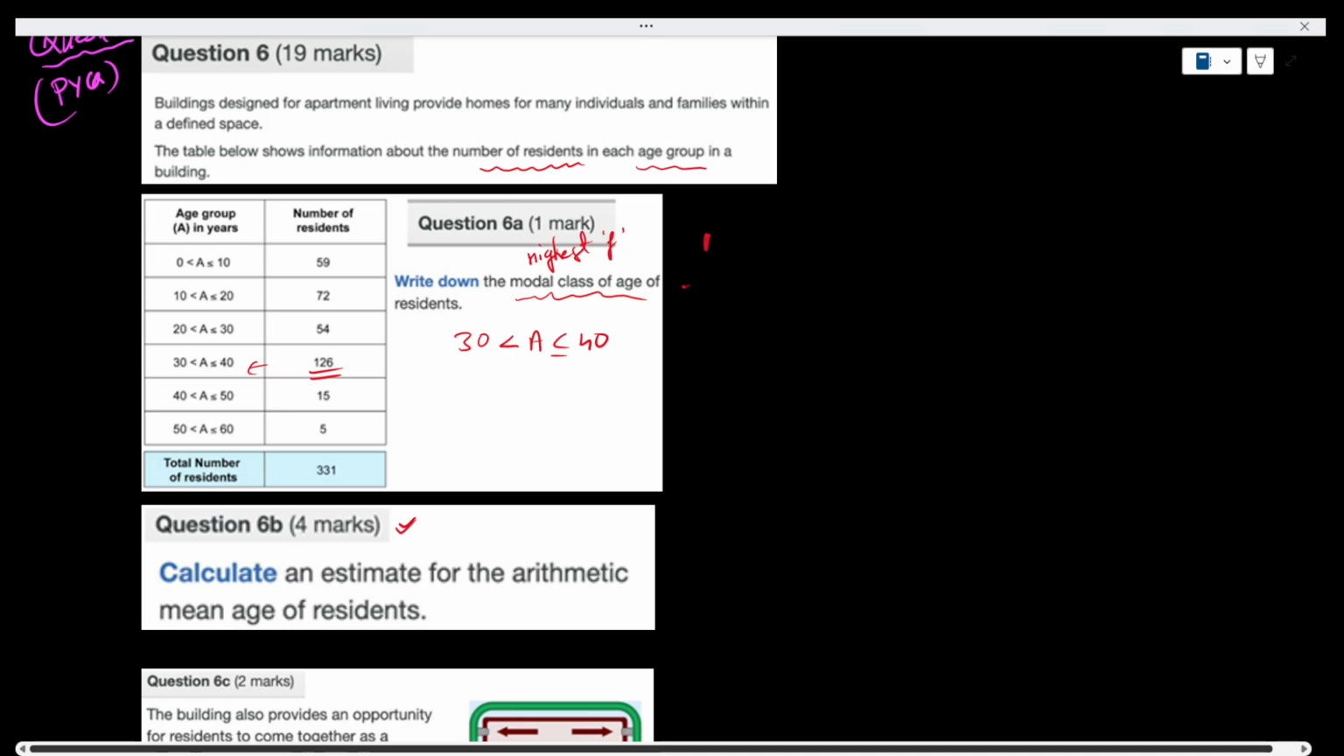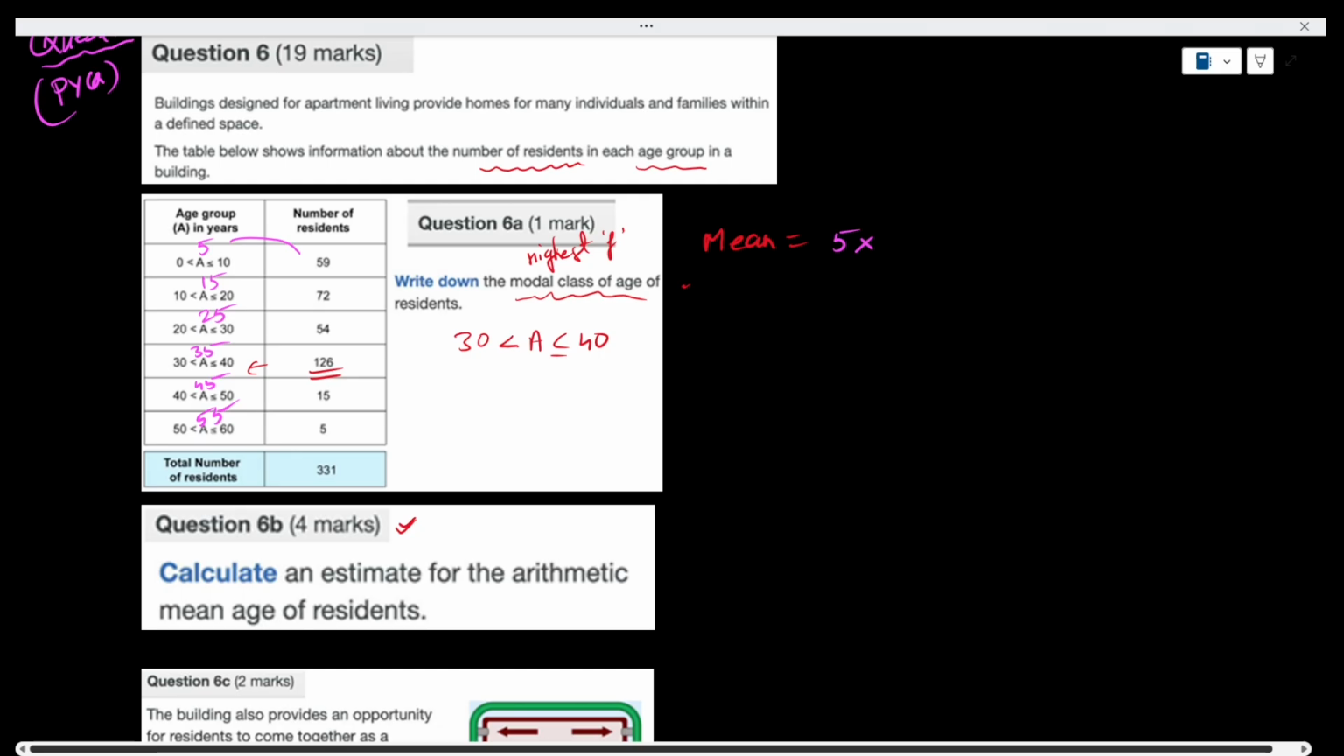You need to find out the mid value of all the class intervals. So what is going to be the mid value here? For 0 to 10, 0 plus 10 by 2, which is going to be 5. 10 plus 20 by 2 is going to be 15. Then here 25, 35, 45, and here 55. And you need to multiply with the respective frequency.